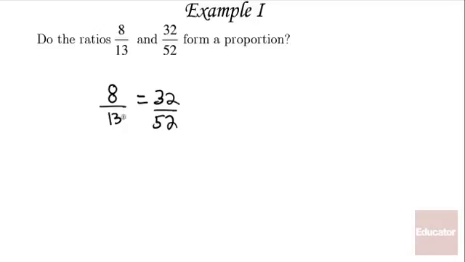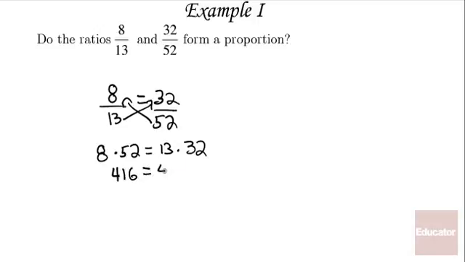Let's use cross products to figure this out. On the left, I'm going to end up with 8 times 52, and on the right, multiplying 13 times 32. So 8 times 52 equals 13 times 32. I'm going to multiply it out to see if this holds up. 8 times 52 is 416, and the right side actually comes out to 416 as well. Since these cross products are equal, we can say that this is a proportion.